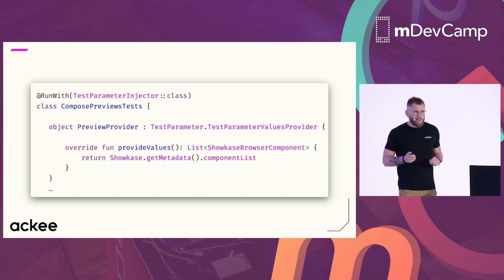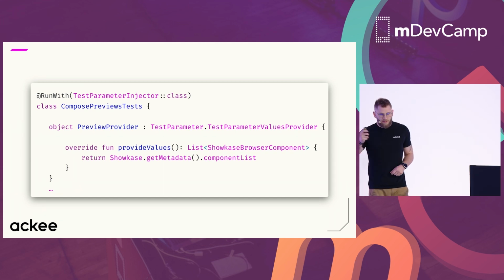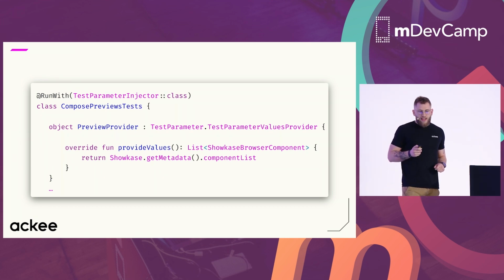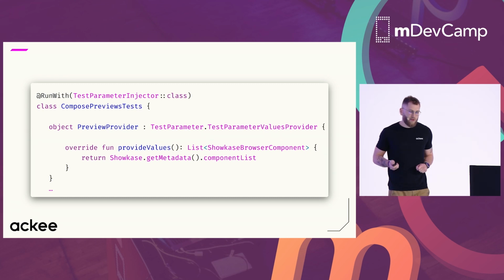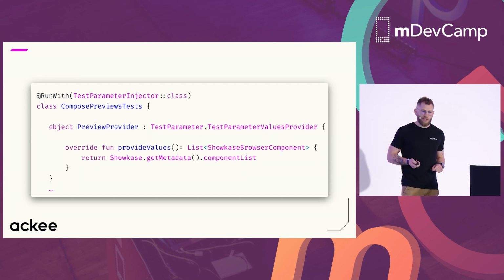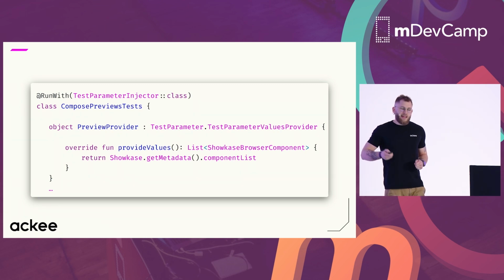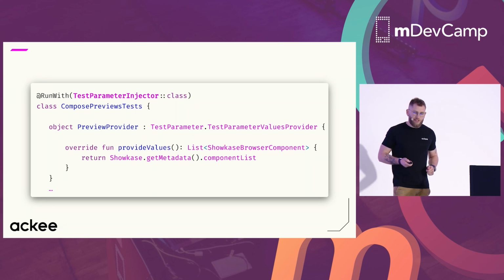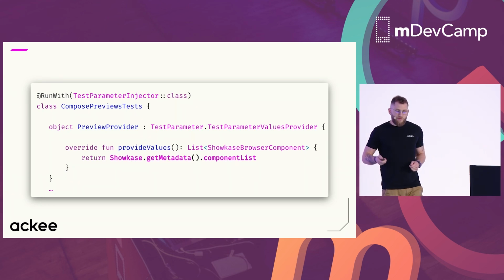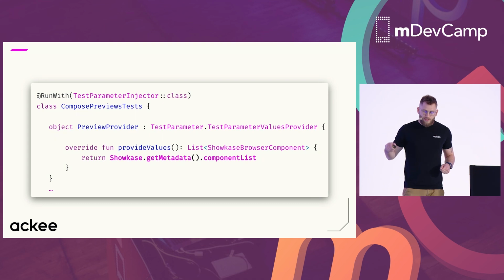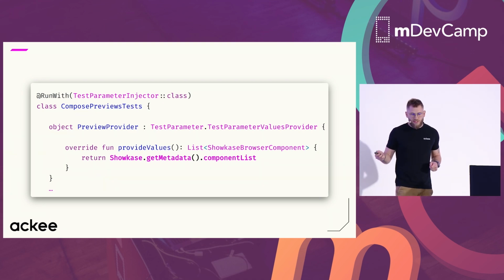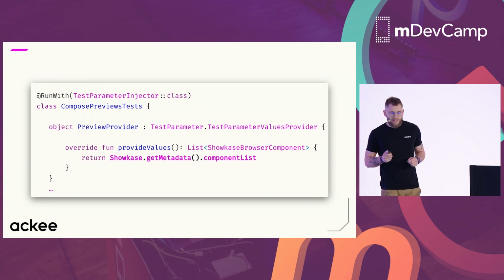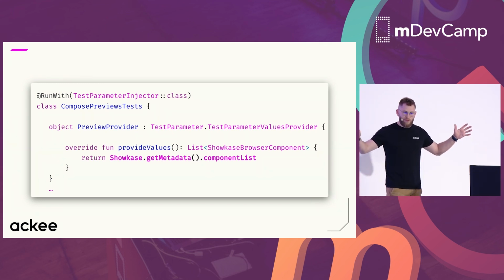Since usually the dependencies from Google are prepared for JUnit 4, I will also use a parameterized test in the JUnit 4 testing framework, which means that I will use the TestParameterInjector class dependency. And for that to work, I need to annotate it with the runner TestParameterInjector. And then I need to write a preview provider, the provider of the parameter values, and the showcase will get me the showcase.getMetadata.componentList of all of the previews.